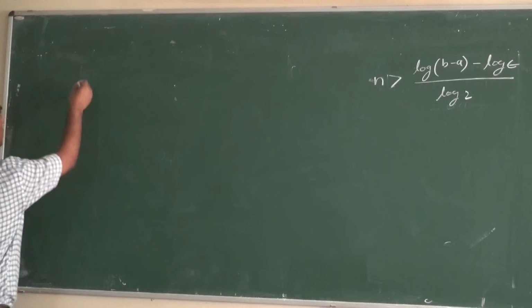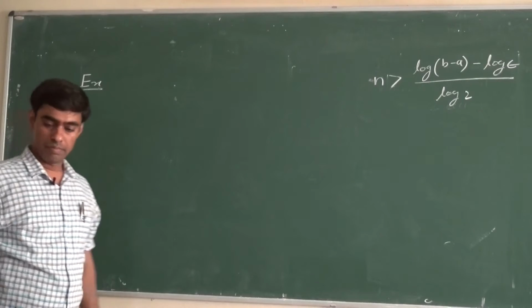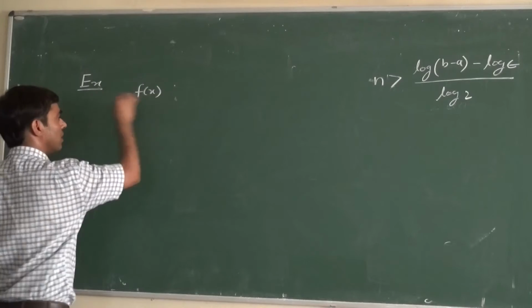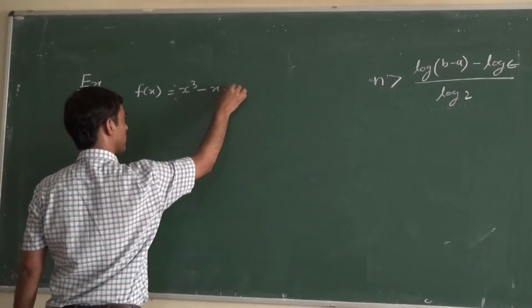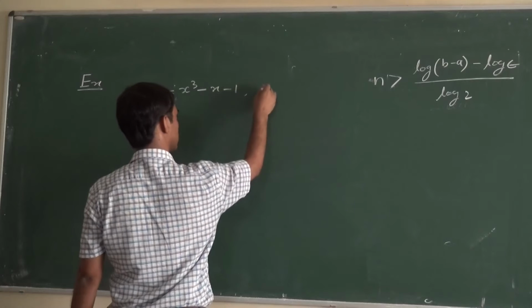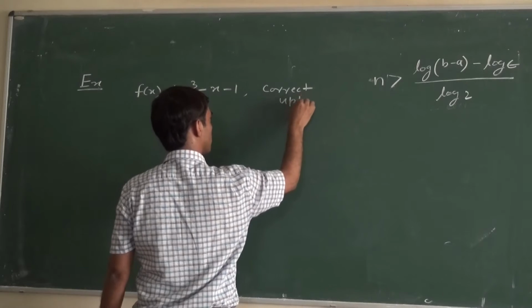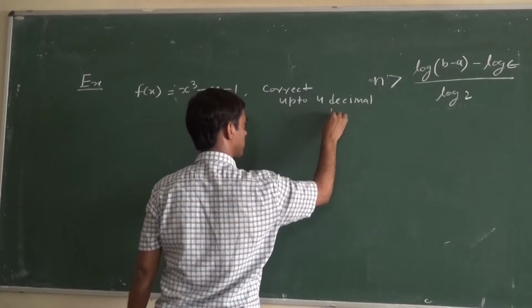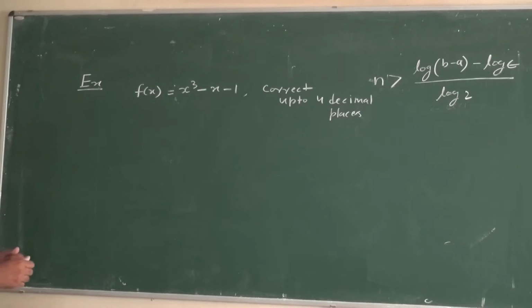Now we try to solve this example. Suppose y equals f(x) equals x cube minus x minus 1, and we try to find out the solution which is correct up to 4 decimal places. Okay. So what is our first aim?